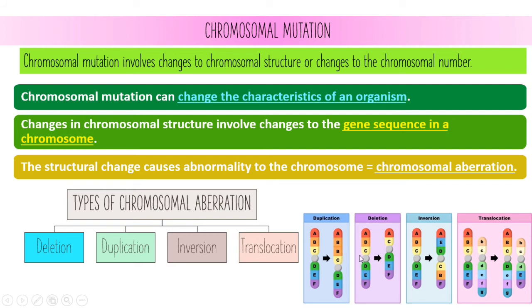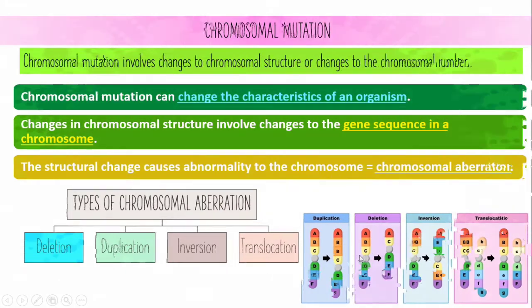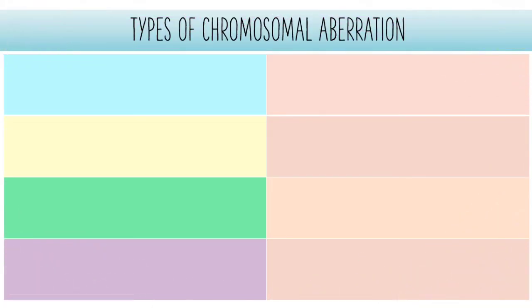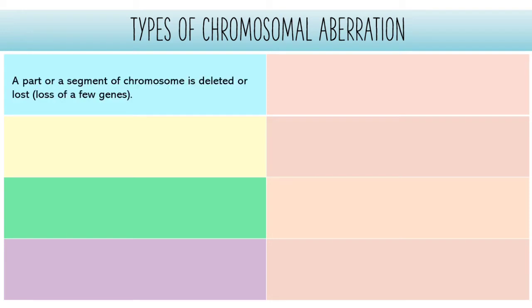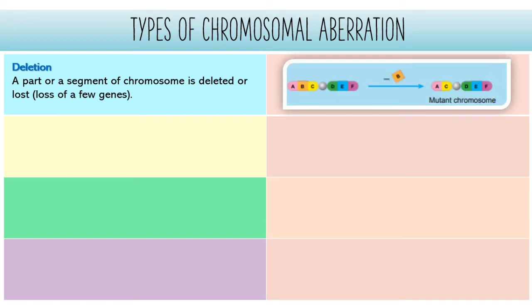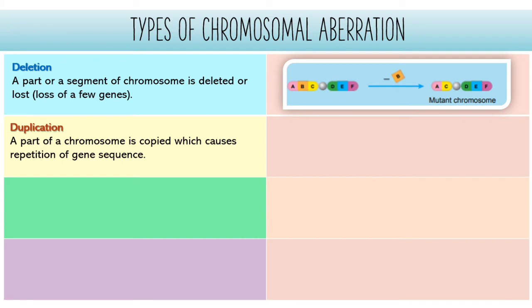So, types of chromosomal aberration. First, deletion. A part or segment of the chromosome is deleted or lost. Look at the picture. A part of the segment is deleted, lost. So the chromosome becomes shorter. Duplication. A part of the chromosome is copied, which causes the repetition of a gene sequence.